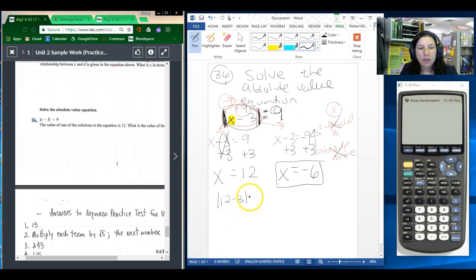You can go back and check both of them. 12 minus 3, absolute value equals 9. 12 minus 3 is 9. The absolute value of 9 is 9. And then replacing x with its value, negative 6, negative 6 minus 3 is negative 9. The absolute value of negative 9 is 9. So there's my answer for number 36.